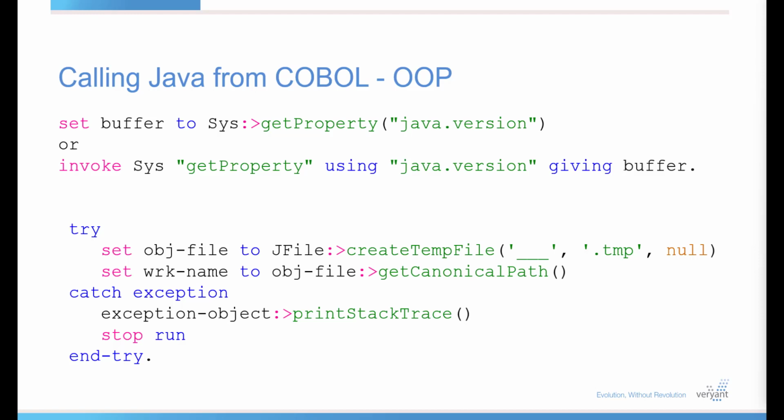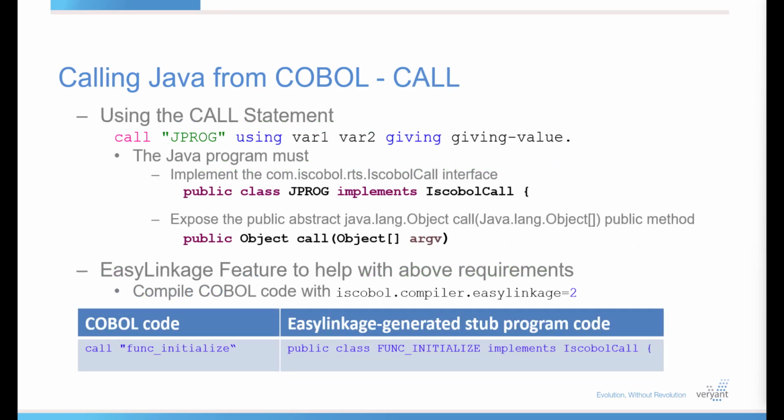Now if the method throws an exception, you'll need to use a try-catch block to catch and handle the exception. Now, though COBOL programs usually access a Java program this way, with object-oriented programming, it can also be done with a plain call statement, as if you were calling any other program. However, you can only use that call statement to call Java programs that implement the isCOBOL call interface and include a method exposing the call object.